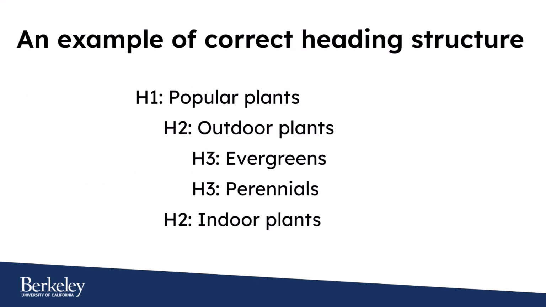Here's an example of correct heading usage on a theoretical web page. Our main heading in H1 is Popular Plants. This is divided into two subheadings, Outdoor Plants and Indoor Plants, which are tagged as H2s. The Outdoor Plants section is further divided into two subheadings, Evergreens and Perennials. These are tagged as H3s.